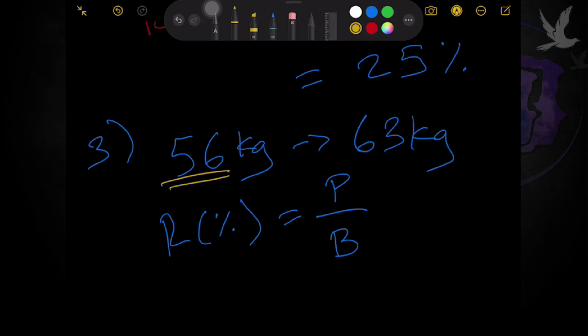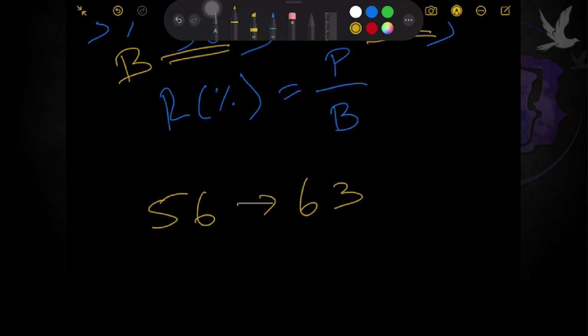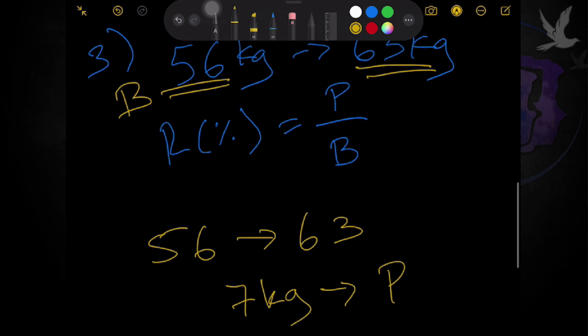Original value natin is 56, which means this is our base. Again, 63, is this our percentage? No. The percentage should be yung value na nag-increase from the original value. So, since it's from 56 all the way to 63, ano ang difference nila? 56 and 63, we have 7. So, nag-increase siya ng 7 kilograms after 5 years. Okay. So, we can say that this is now our percentage. So, yung base ninyo, it's already given.